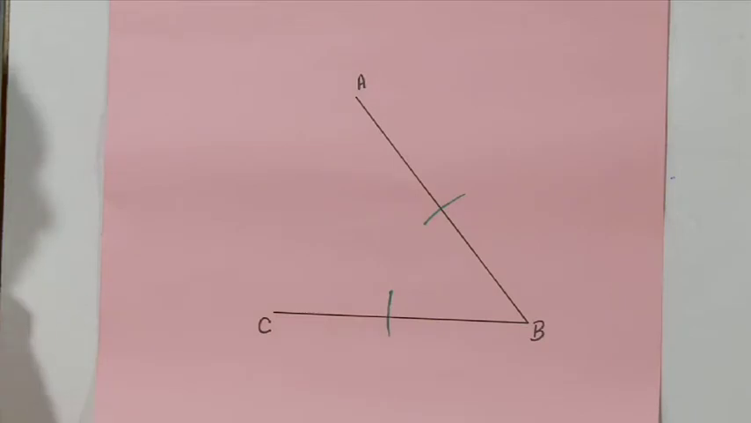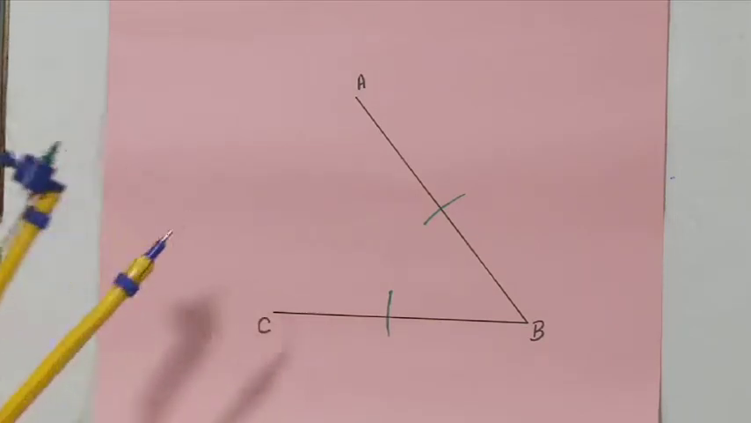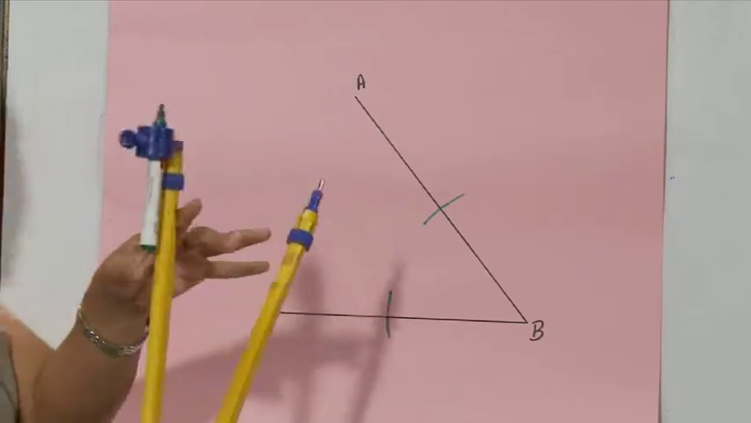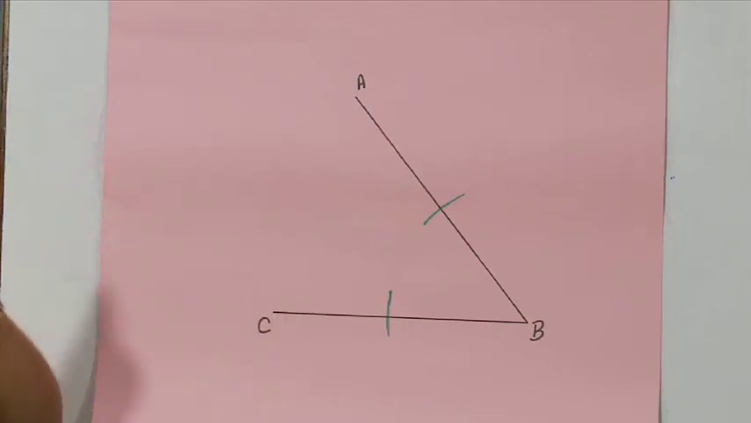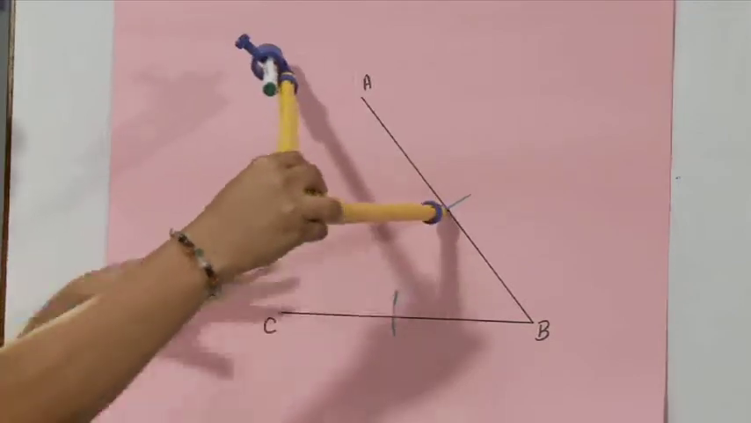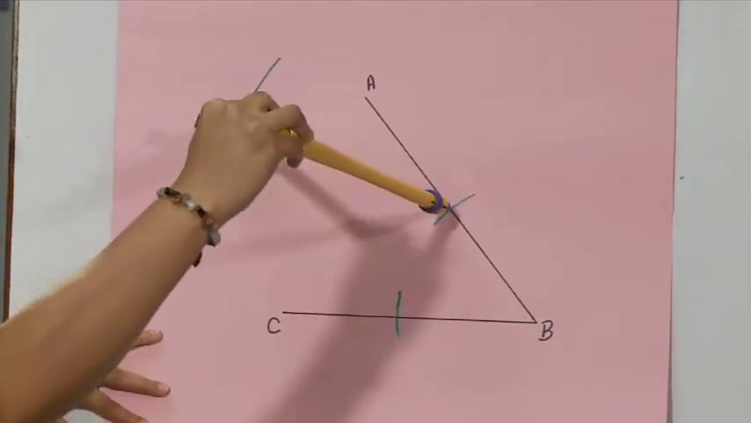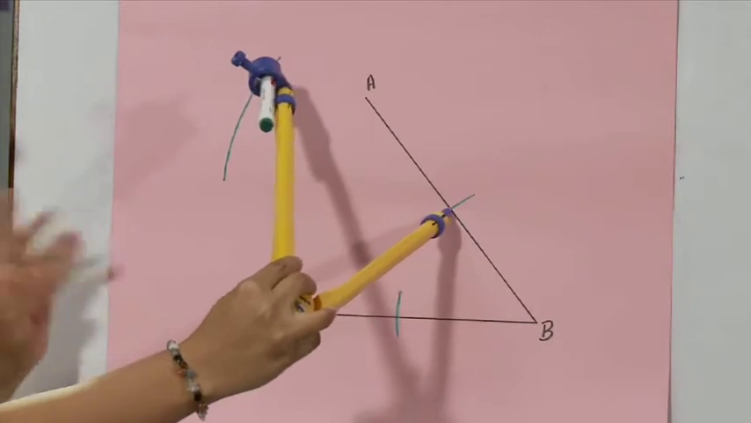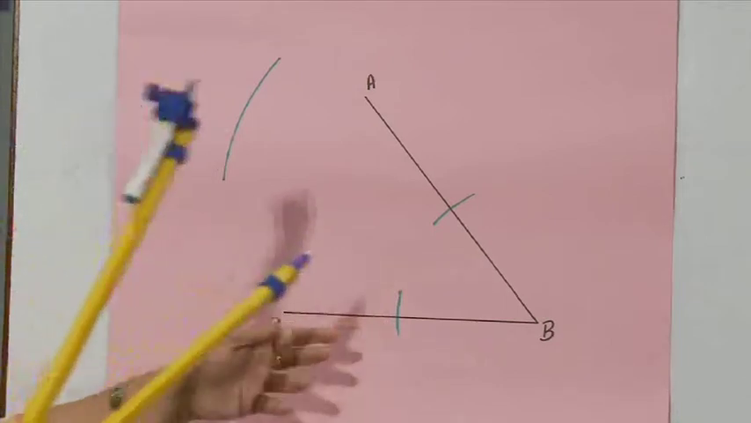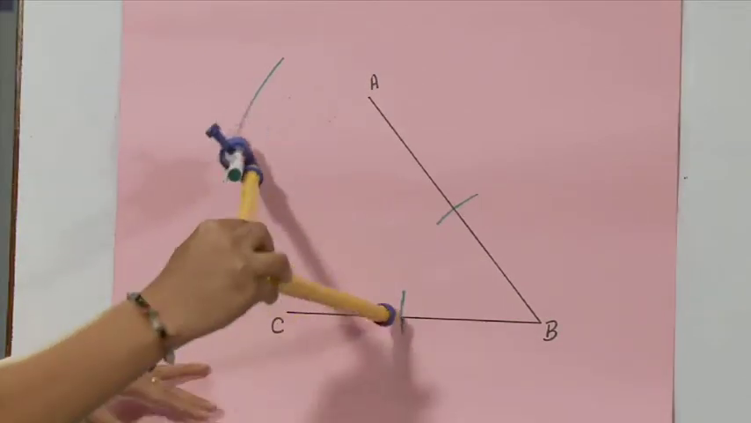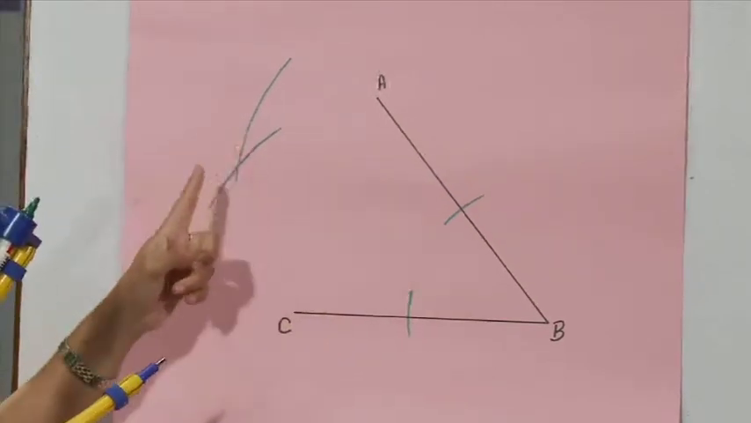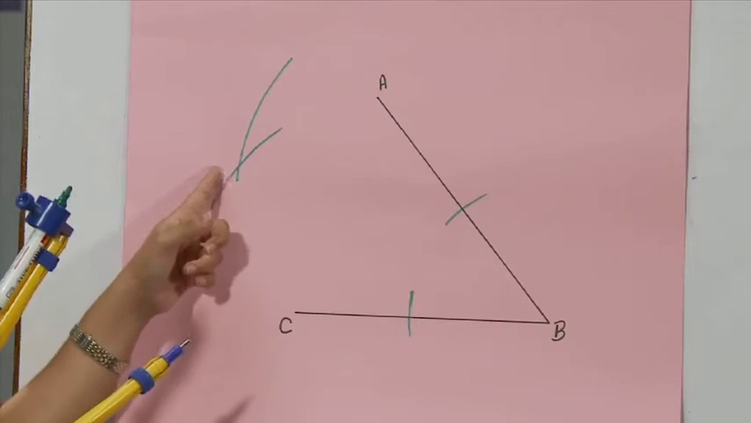Good? Right, and then what do we do? Well, you can either use the same measurement or you can increase it a bit. So let's increase it a bit. You place your pointer on the first arc drawn, like this, okay? And then you will draw another arc. Good? Now, with this measurement, you place your pointer on the second arc that you have drawn and you will cut the first arc here, right? You see, that's the point of intersection.